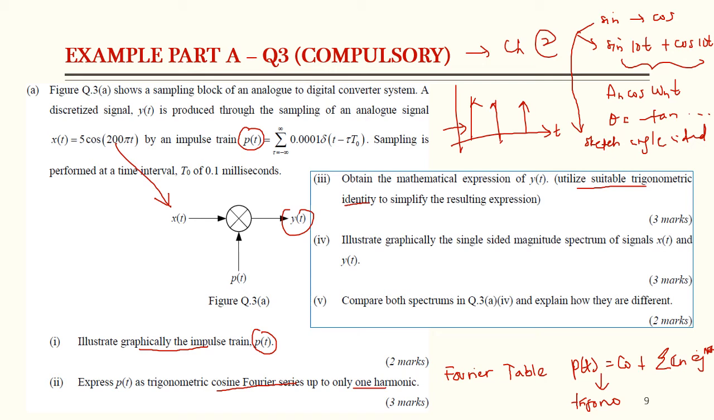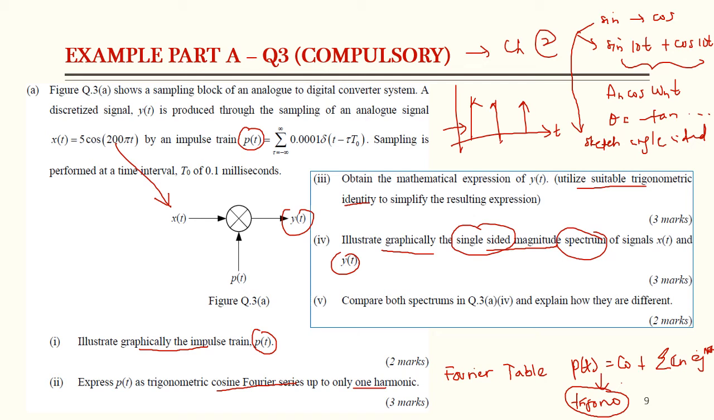Okay, next, illustrate graphically the single-sided magnitude spectrum. Based on here, x(t) is already in cosine, so obviously it is a single-sided spectrum. Only magnitude, so you don't have to sketch the phase. And y(t), after the operations, from this equation you can illustrate the signal in terms of its spectrum. Not in time domain, but in frequency domain, because it is spectrum.